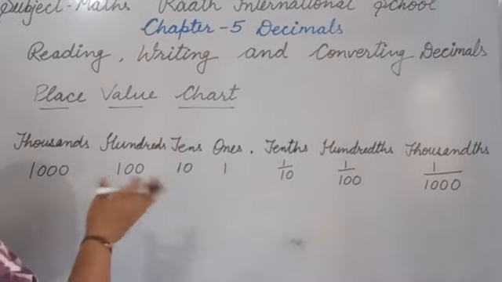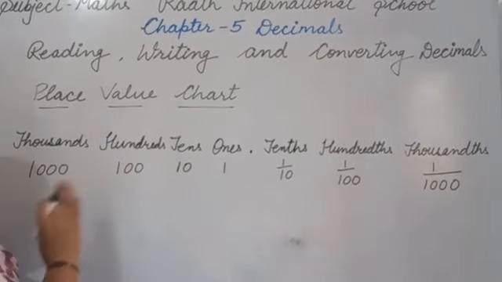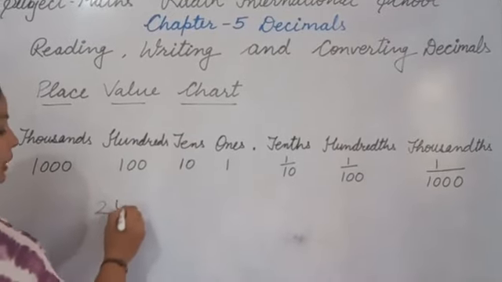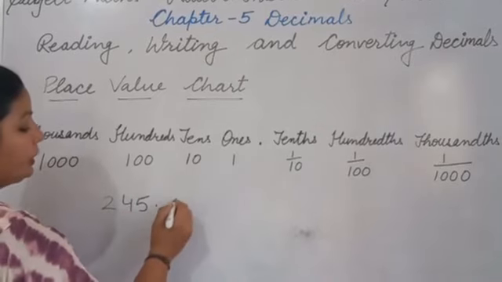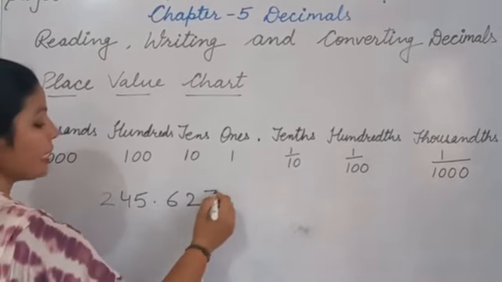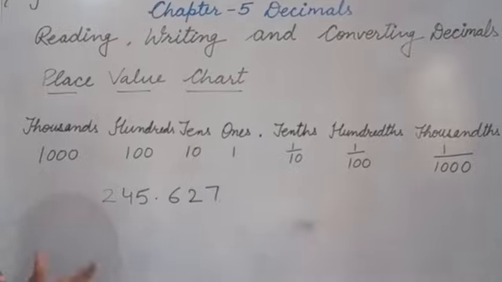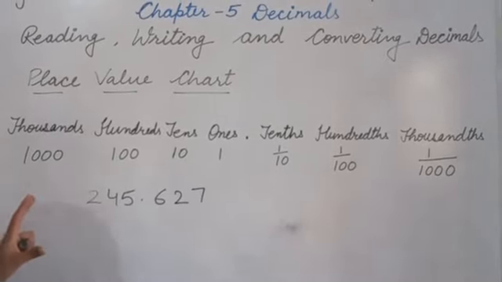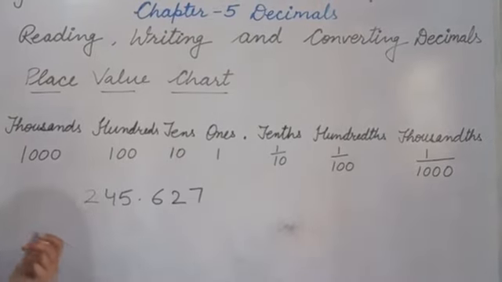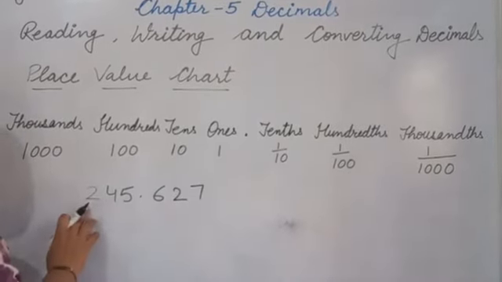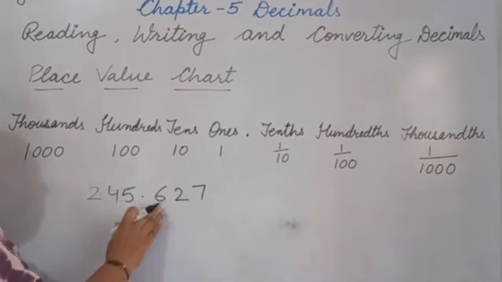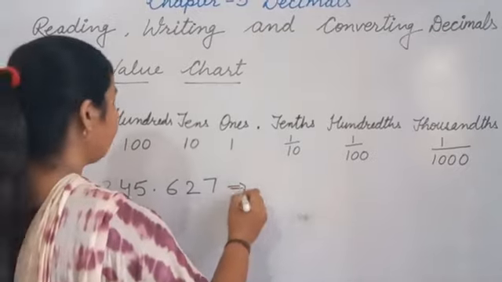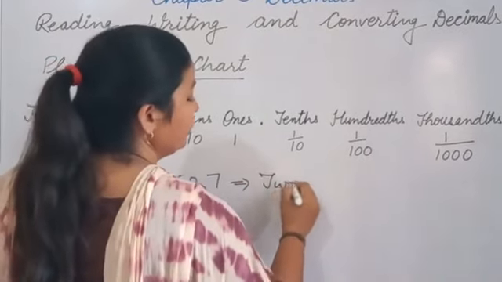How will we read now? We have to know about the place value chart. Suppose you have a number 245.627. There are two methods of reading this. One method I told you previously. That is simply you speak 245.627. You can write like this: 245.